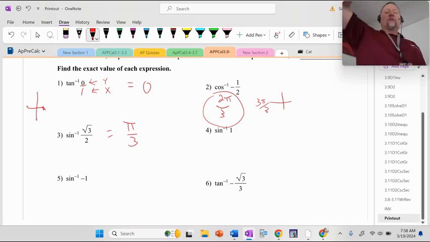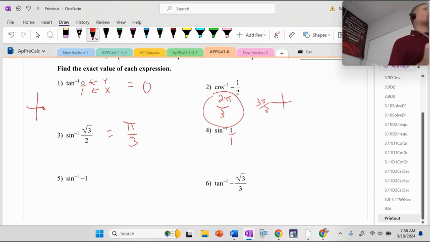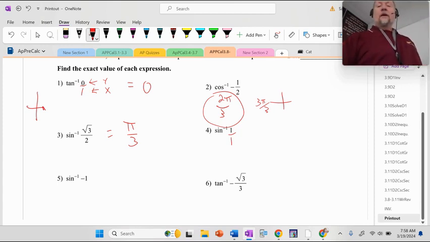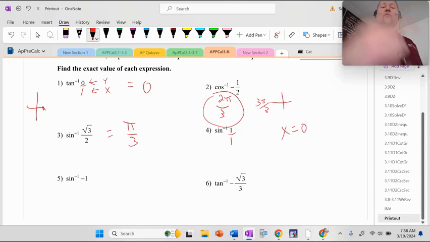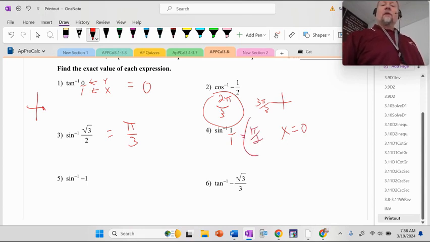Okay, so 1 over 1, where's that located? Where are we at? By the way, x has to equal what? And we kind of covered this yesterday too because of the Pythagorean theorem. 0. Where's 0 comma 1 at? Pi over 2. Okay, so that's why these are fast, quick.